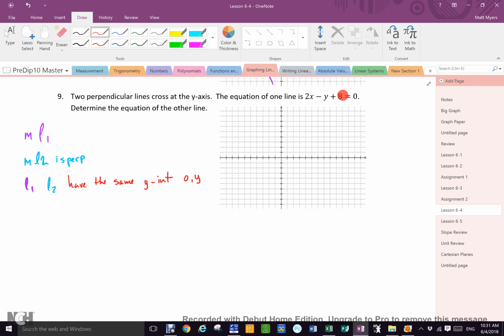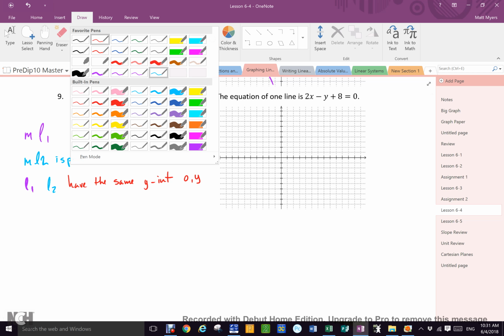So could I use point-slope form? Yes. The y-intercept is also part of slope-intercept form, isn't it? So could I use slope-intercept form? Does it matter which one I use? No, because let's be honest, point-slope form is just slope-intercept form, but the x is 0, isn't it? So, let's do this. Let's graph line 1, which would be in purple.